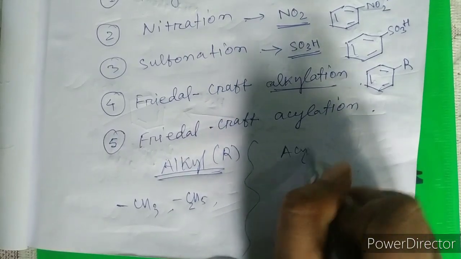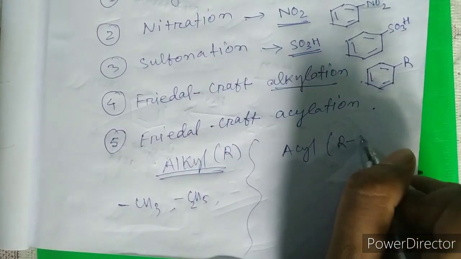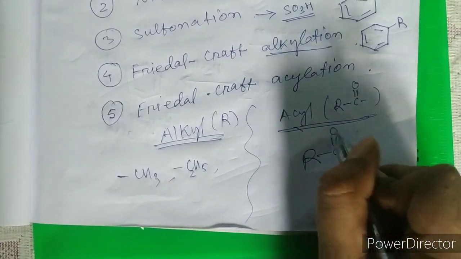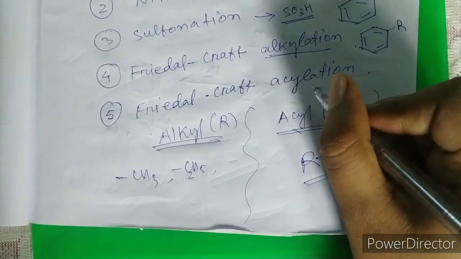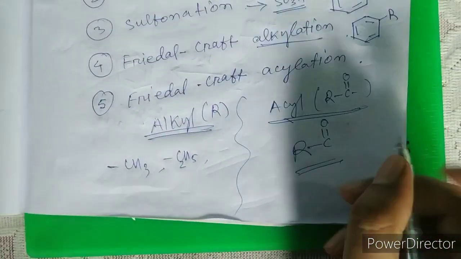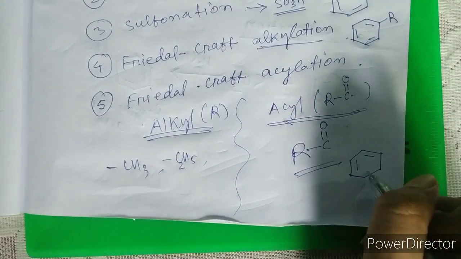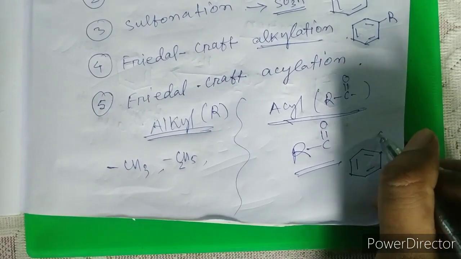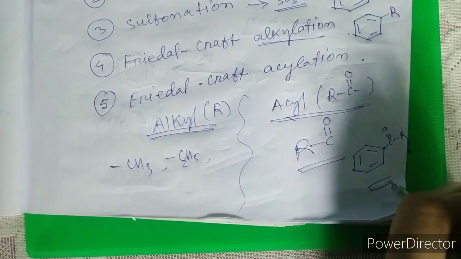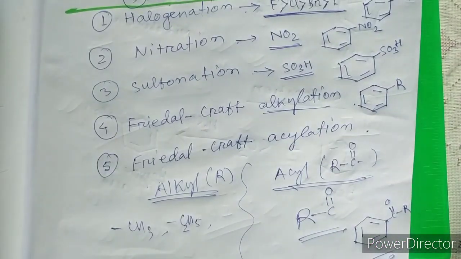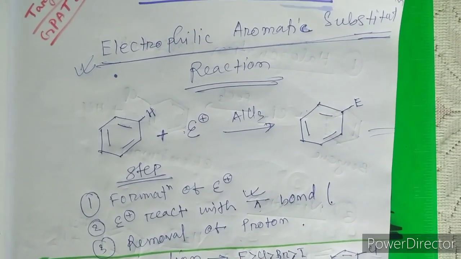What about acyl? Acyl group is RC=O. So if a carbonyl group is attached to the alkyl group, that is called an acyl group. So in that Friedel-Crafts acylation, you can see this type of product. This product you are going to get. So please take a screenshot of this portion, and this portion also you can take a screenshot.